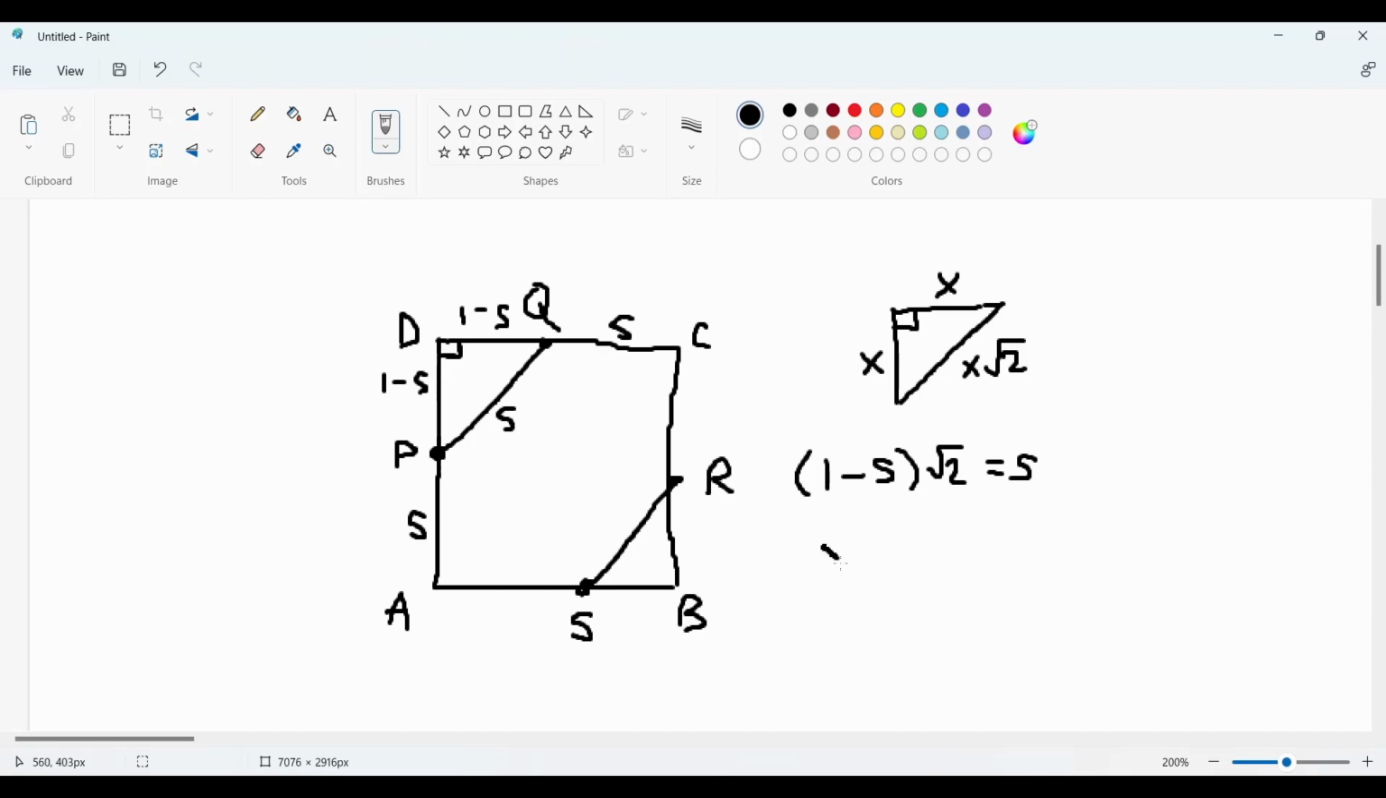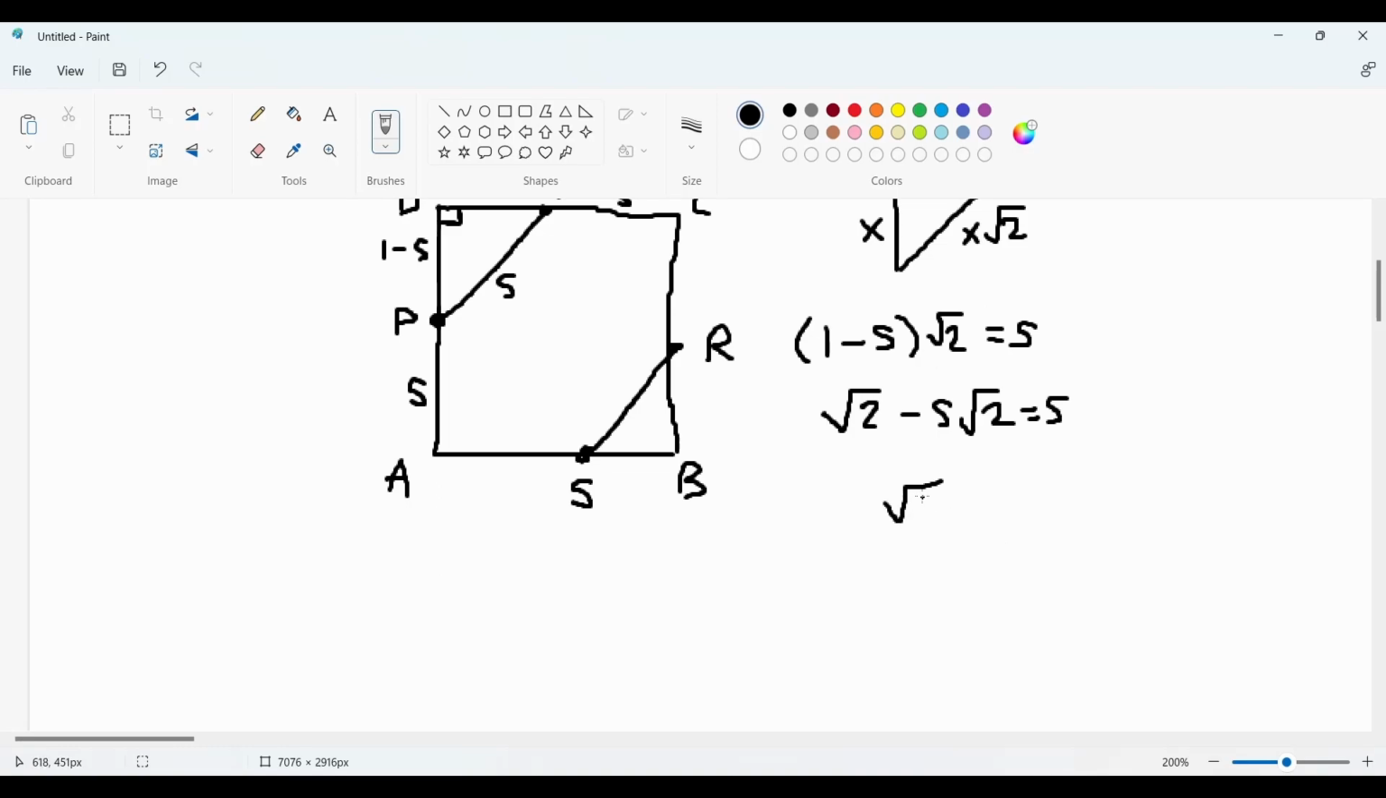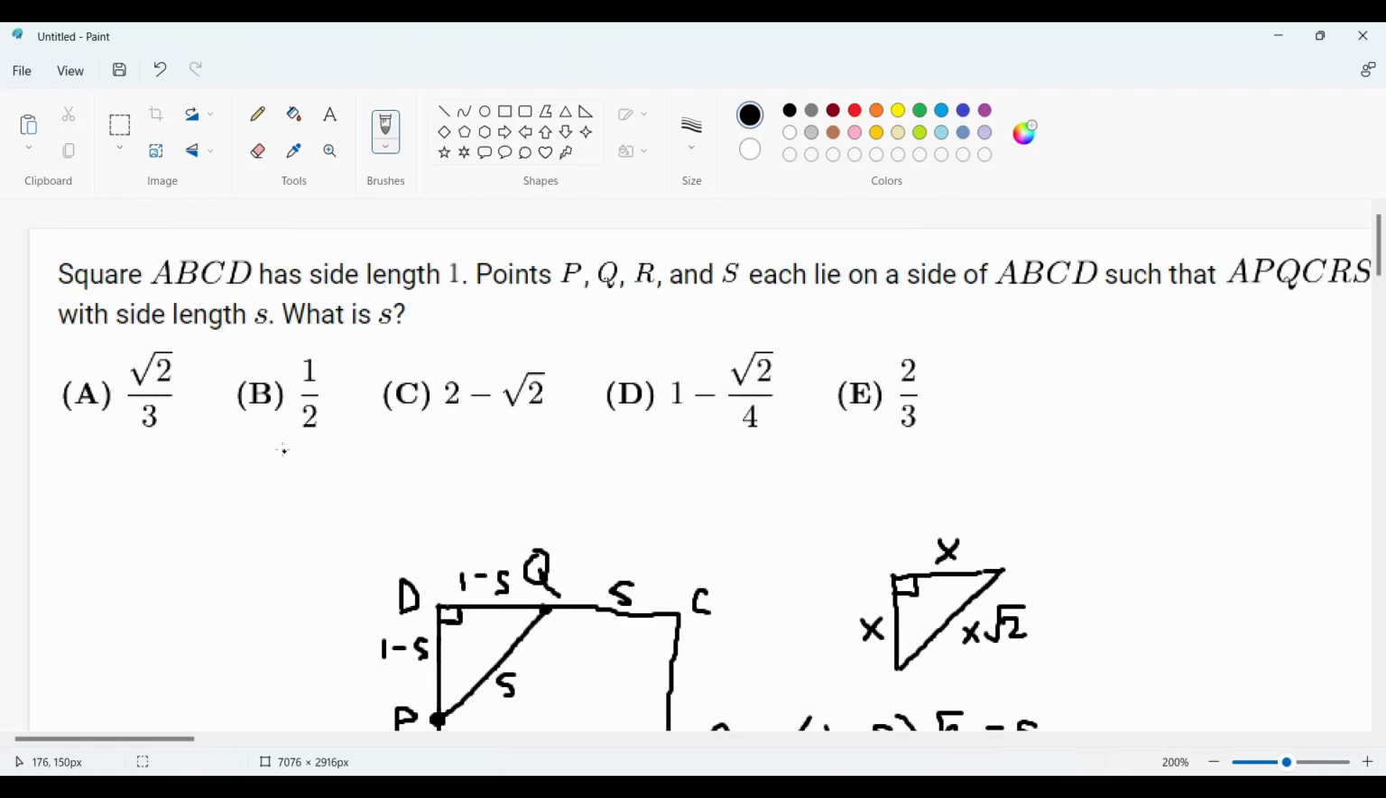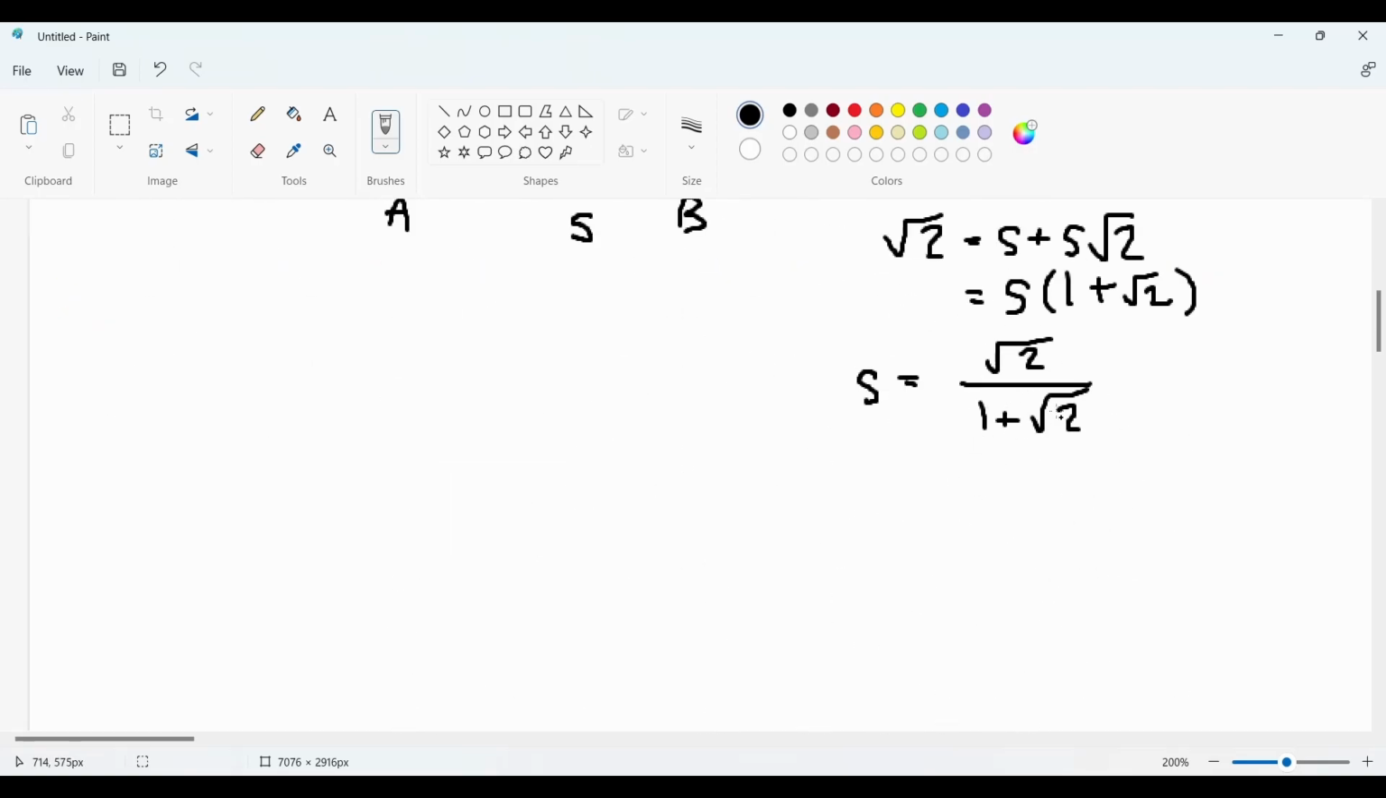So in this case, we'll distribute the root 2. Root 2 minus S times root 2 is equal to S. So root 2 is equal to S plus S root 2, which is equal to, if I factor out the S, S times 1 plus root 2. And then S is going to be equal to, if I divide this over, root 2 over 1 plus root 2. With these radical expressions, there can sometimes be multiple ways of writing them. Let's see if this answer is up there. It doesn't look like it, so you might need to simplify this somewhat.